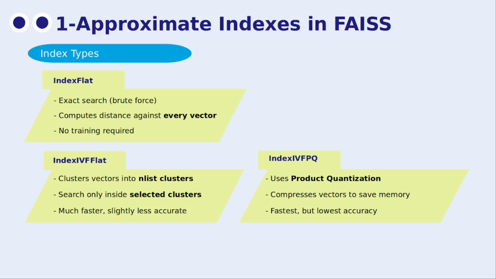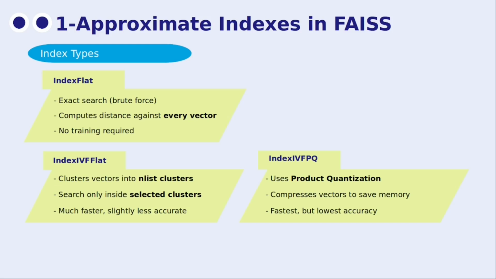Solution: approximate nearest neighbor. FAISS solves this using approximate nearest neighbor, or ANN. This idea is simple. We don't search everywhere. We search only where it probably matters.